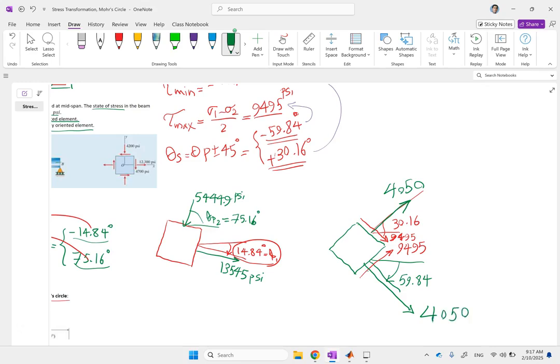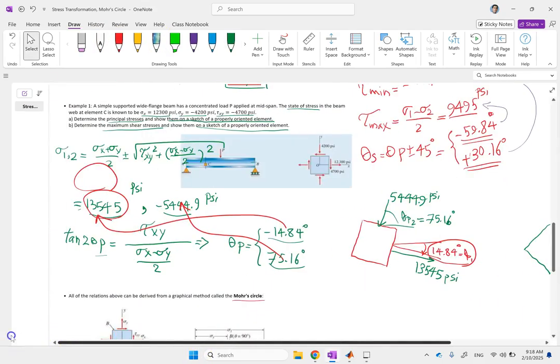There we go. Okay, so these are what? This is for maximum shear stress. These are for maximum normal stress. These are those planes, and we plotted them properly.